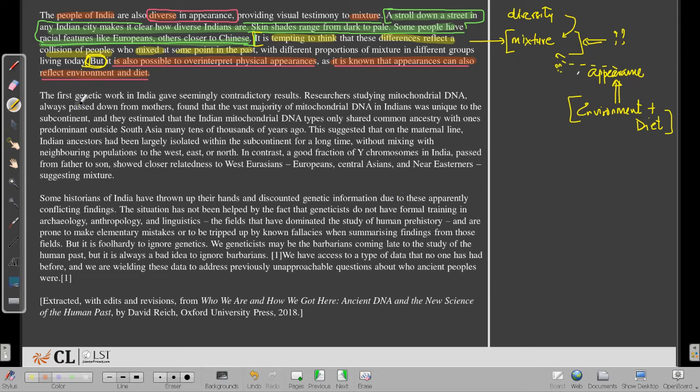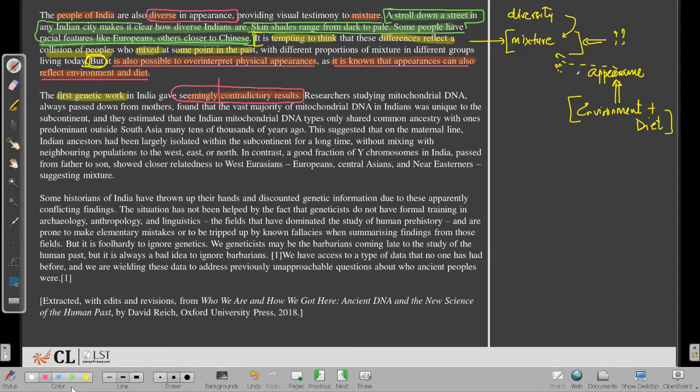Let's go to paragraph number two. The first genetic work in India gave seemingly contradictory results. So we have to now look at seemingly contradictory results, and immediately the next part is what that contradiction is. The moment I read that you looked at contradictory results, I'm interested in what that contradictory result is. Again, the word is seemingly contradictory, which may not actually be the case.